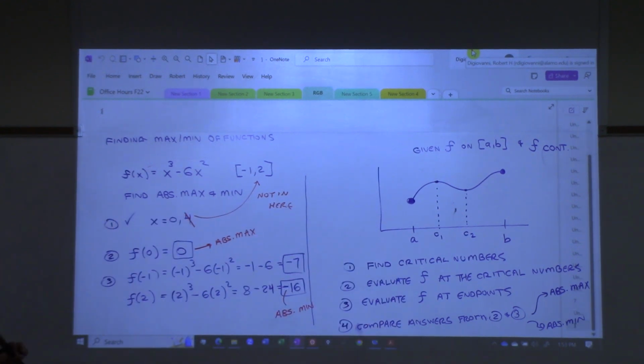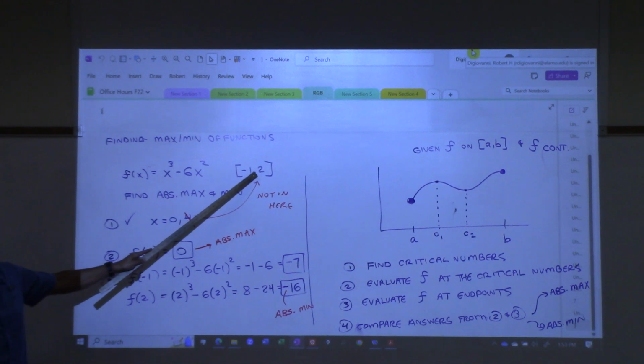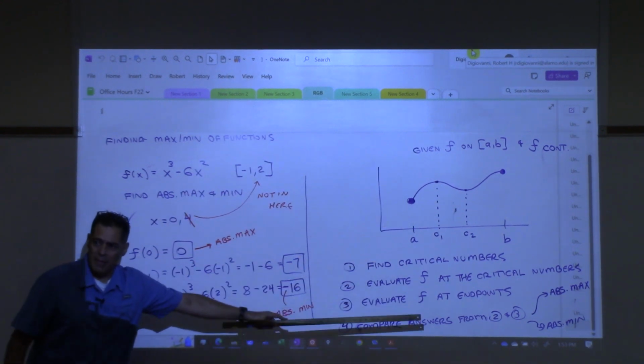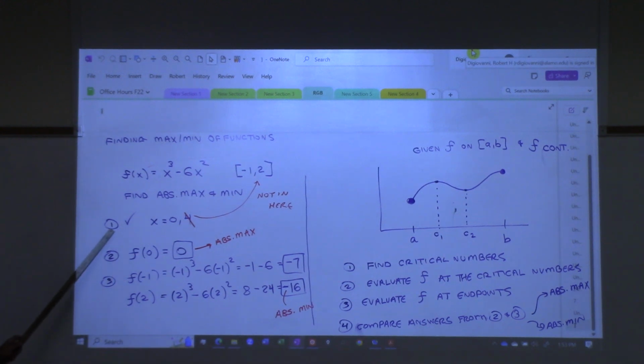Let's run through it again. I give you a function. It's continuous, right? Polynomial, on a closed interval. I ask you to find the absolute max and min. I use the closed interval method. The first thing I do is I find the critical numbers. Now, we already had shown that work, so when we do a new example, there will be some more work we have to do, right? Find the critical numbers, make sure those numbers are in the domain, throw out any ones that are not.